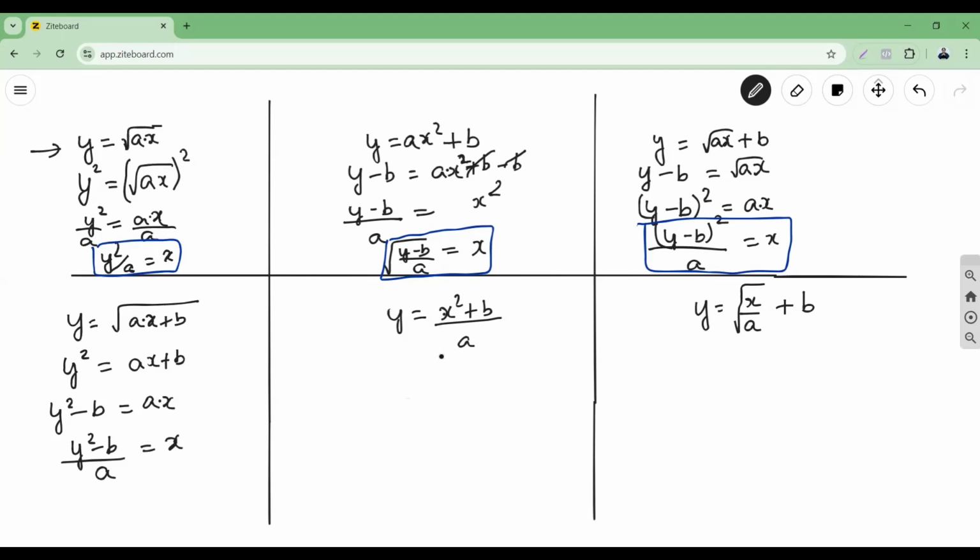Now here if you see the outermost operation, if you are again confused, read it out. x is squared and then added with b and then later divided by a. Correct?